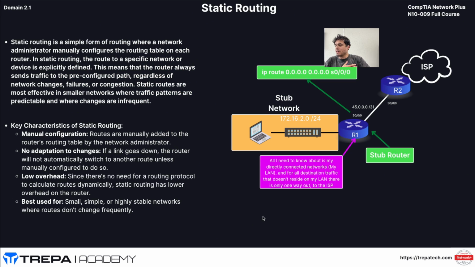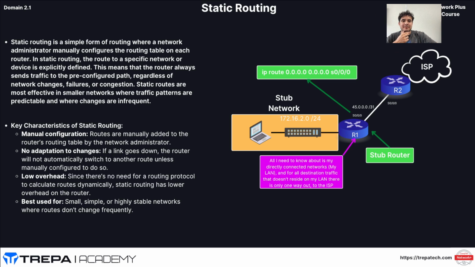Okay, so before we move on to dynamic routing, static routing. Simple form of routing where a network administrator manually configures a routing table. Cool, got it. Manual configuration, low overhead. You can see this stub network here. That's where static routing is perfect because there's nothing behind this. We can only go out to our ISP, so a default route out is perfect.